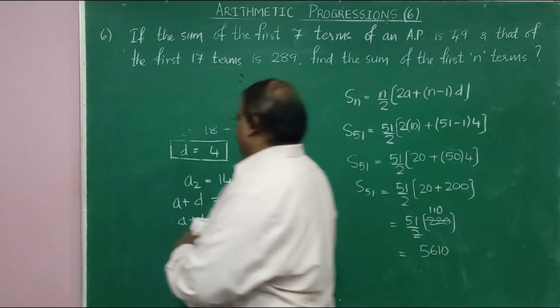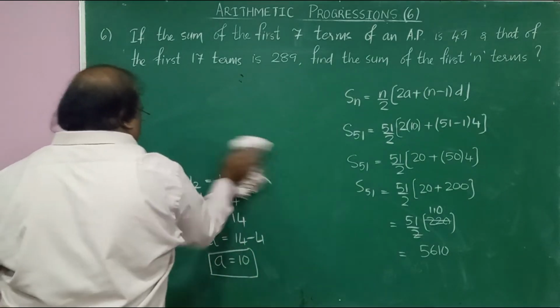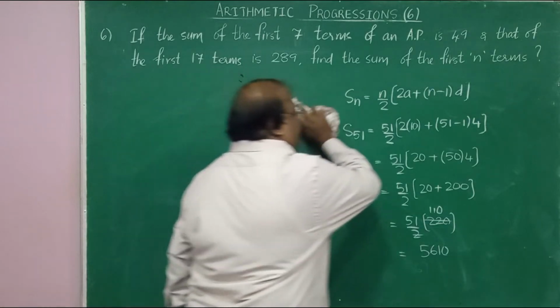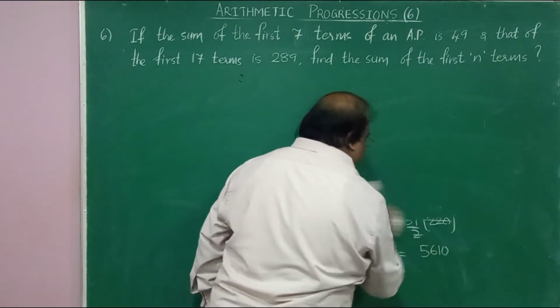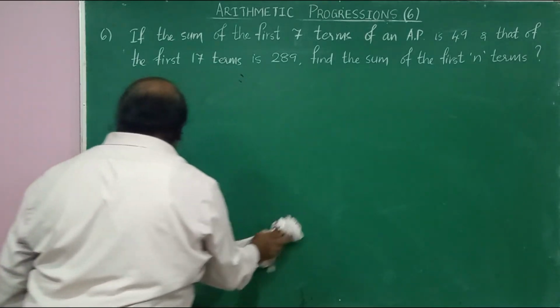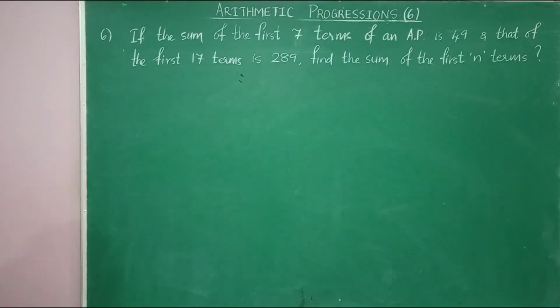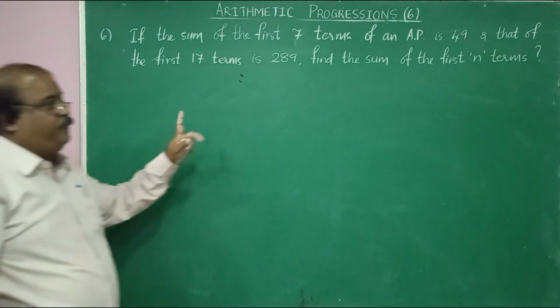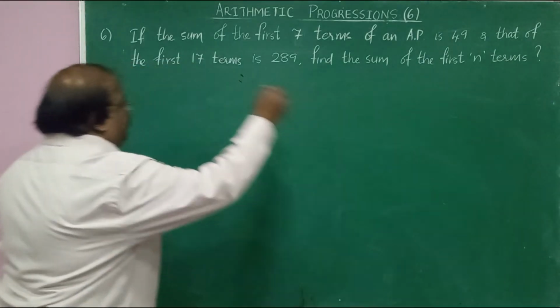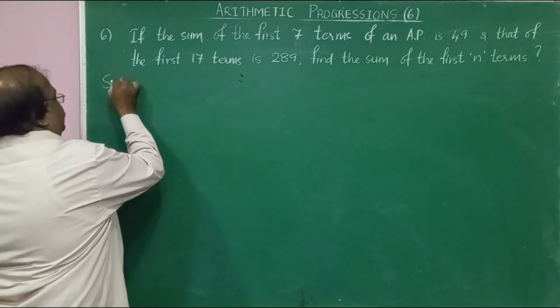Very simple question once again. I have given you the sum of the first 7 terms of the AP, which you know is 49. I have also given you the sum of the first 17 terms of the AP. The sum of the first 17 terms of the AP is 289. I asked you to find the sum of the first n terms. Let me start with the first step.